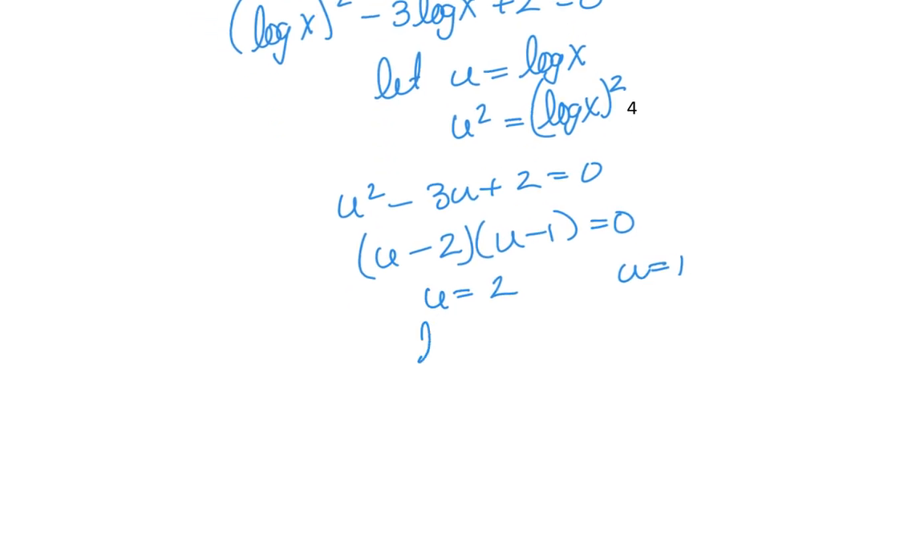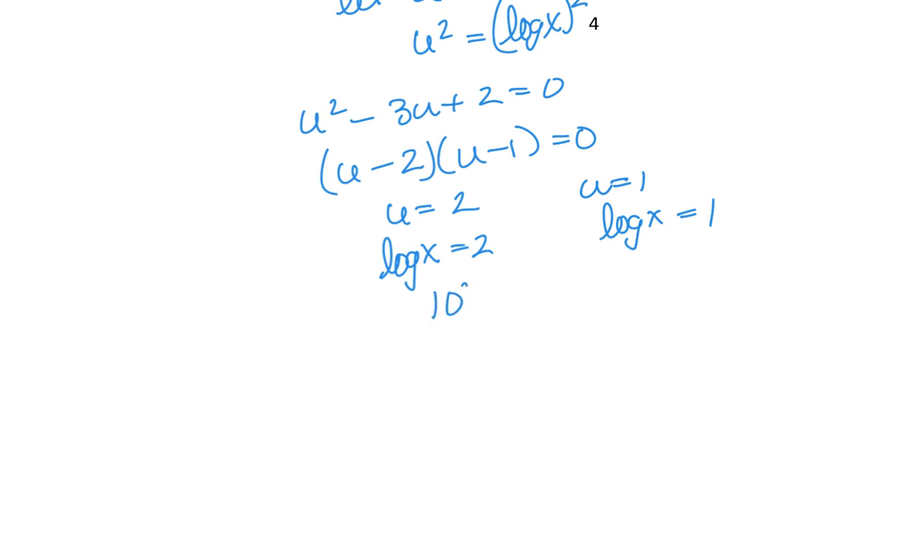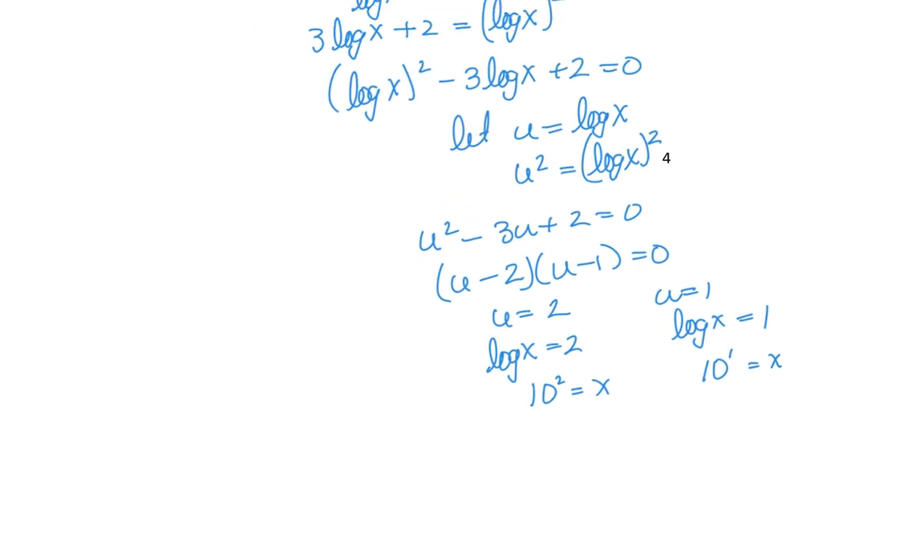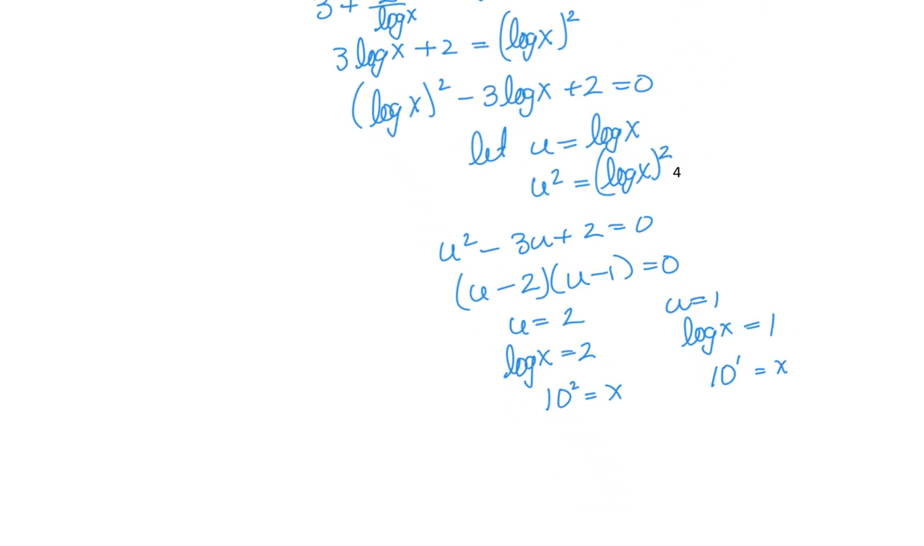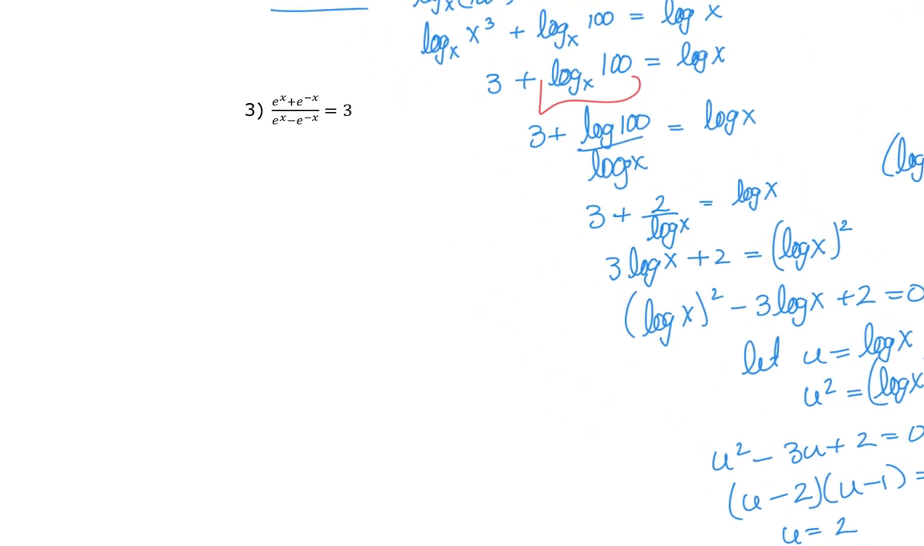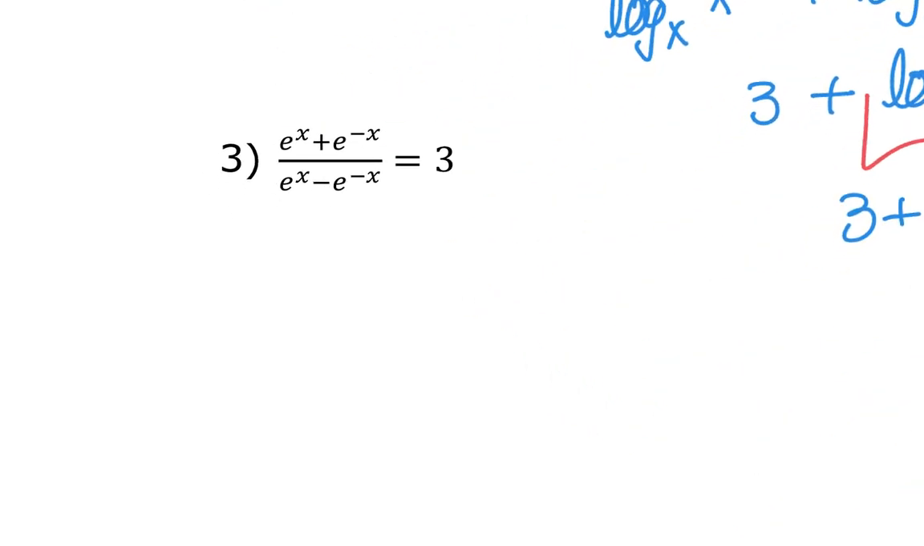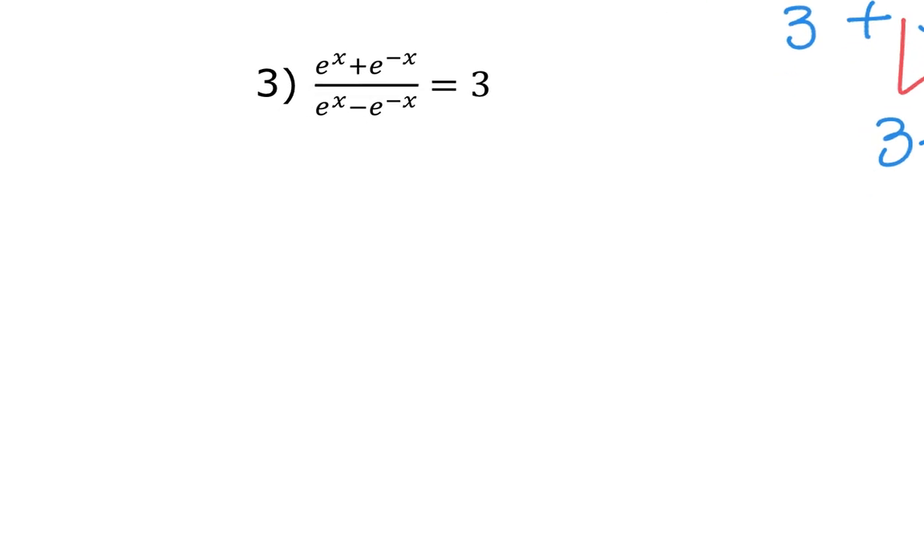That means the log of x is equal to 2, and the log of x is equal to 1. That means 10 squared is equal to x, and 10 to the 1 is equal to x. And those are my two solutions. And if I put that back in, yep, we are good. I don't have to worry about trying to take the log of a negative number. All right, here is my last and final one.